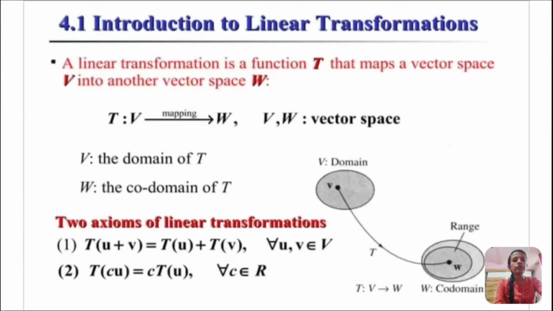Coming to the introduction to linear transformation. A linear transformation is a function, represented by T, that maps a vector space V into another vector space W, where T maps V to W, where V and W are vector spaces, V is the domain of T, and W is the codomain of T. You can see the diagram where V is the domain and W is the codomain.